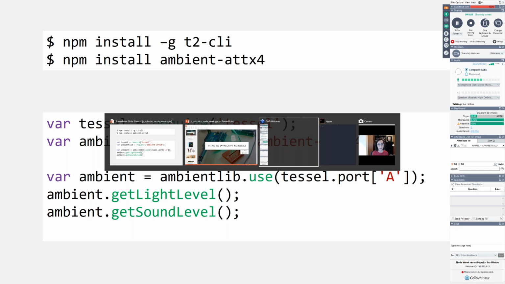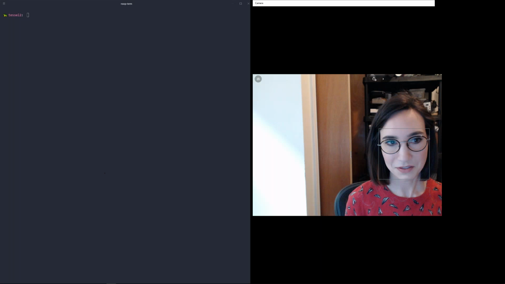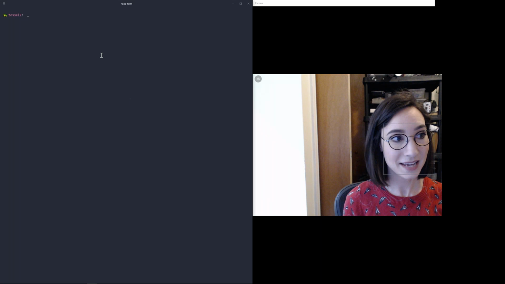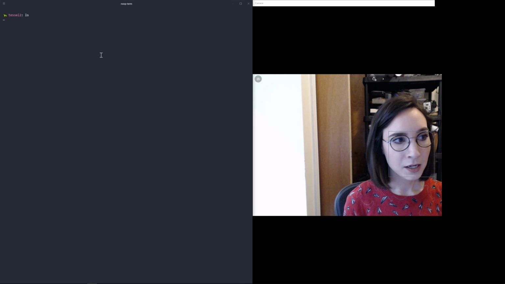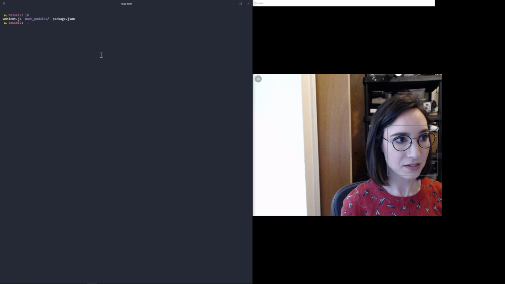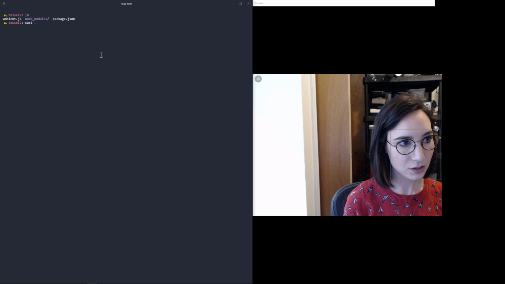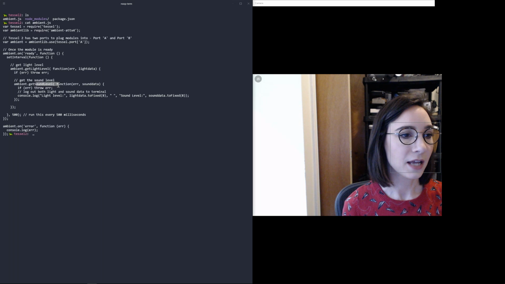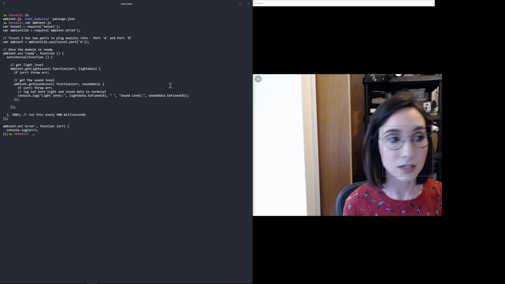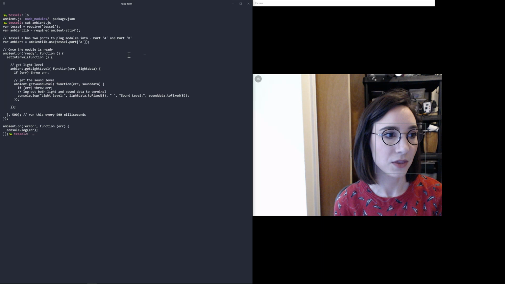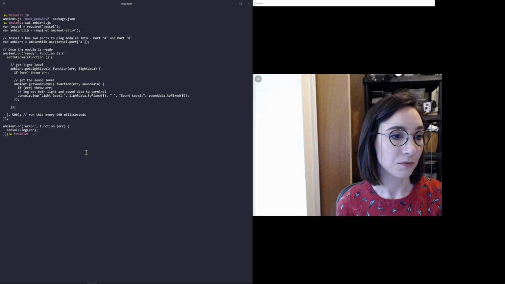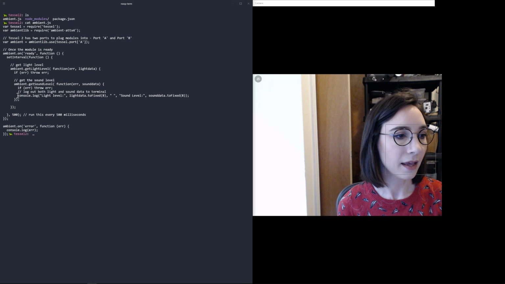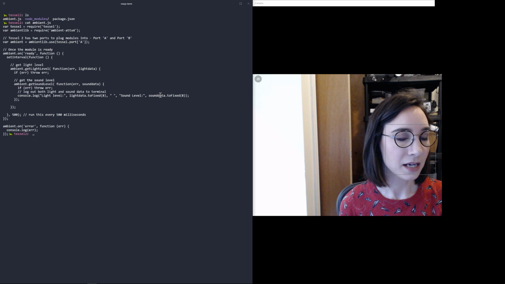So I'm going to switch to the webcam so you can see the device, and I'm also going to switch to my terminal. In this directory, I have just ambient.js, which looks very similar to the code example I showed. The only thing is that get light level and get sound level are actually asynchronous function calls, so I have put in a little bit of extra code there. But it looks very, very similar when you have a look at it.